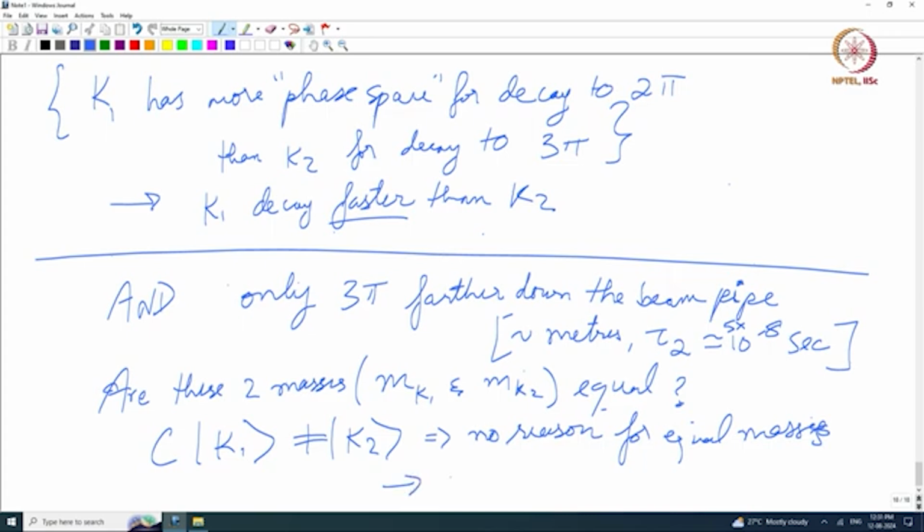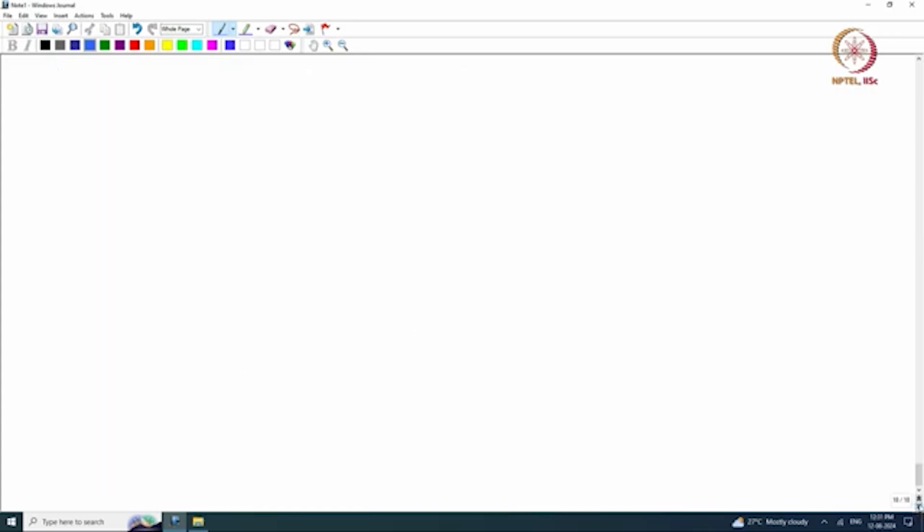In fact, it turns out that these two states have a small mass splitting of about 3 times 10 power minus 6 electron volts, which you should compare with the mass of the K1 itself, which is order 100 MeV. It's a few hundred MeV. Okay, much smaller. Nevertheless, it is there. It's non-zero, right?